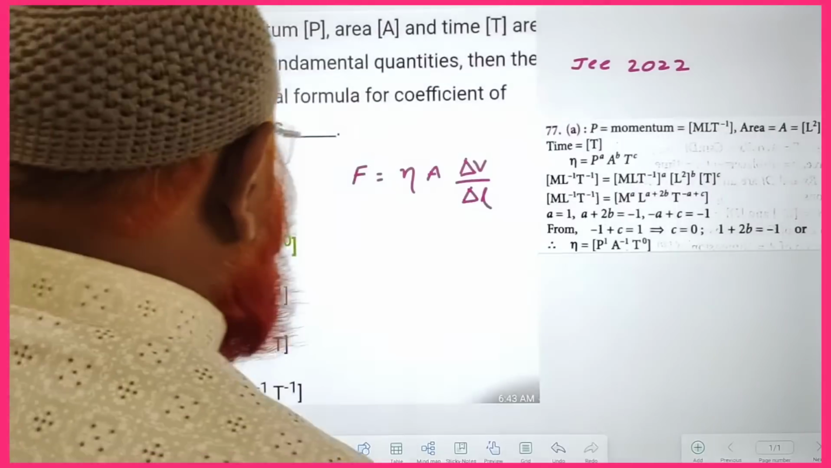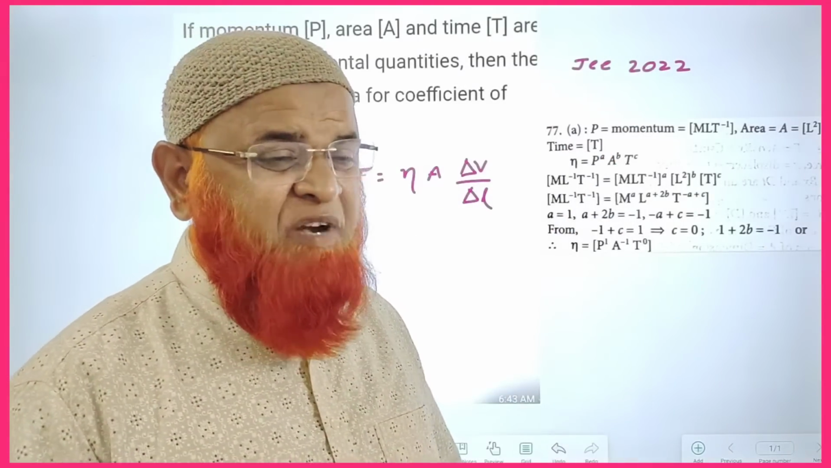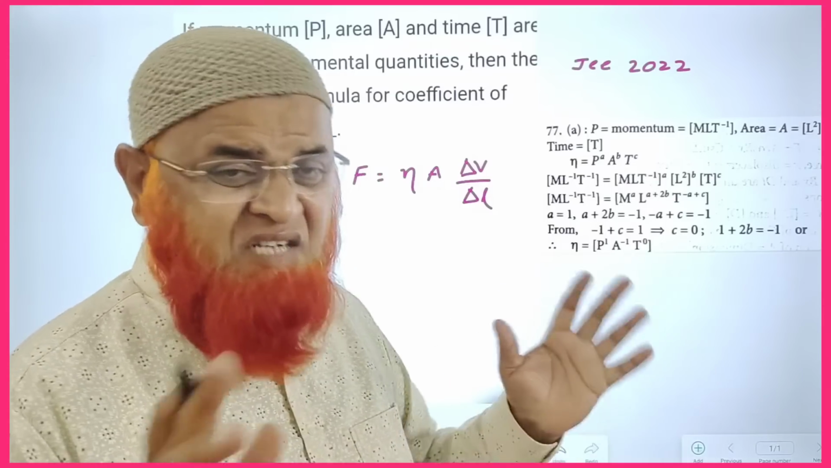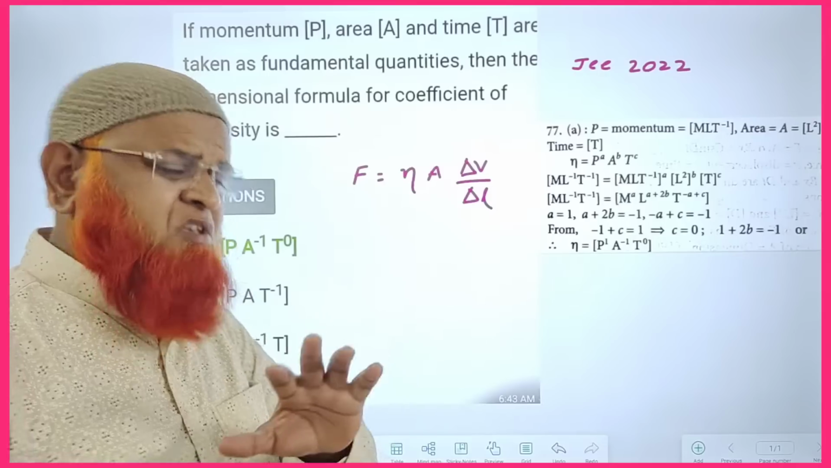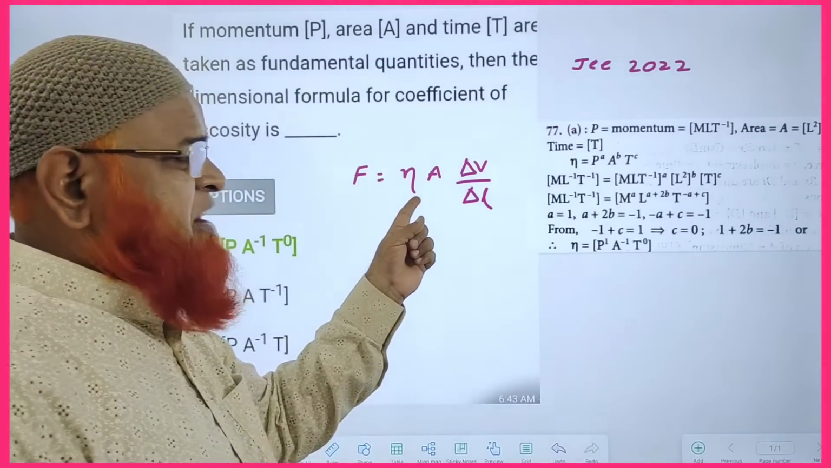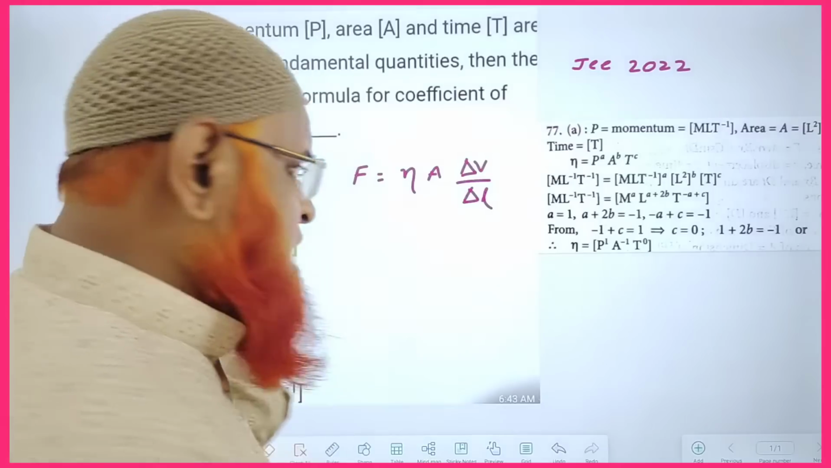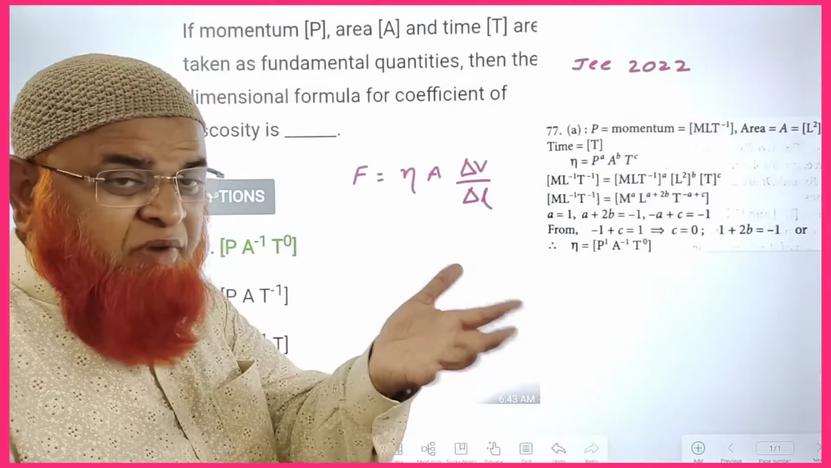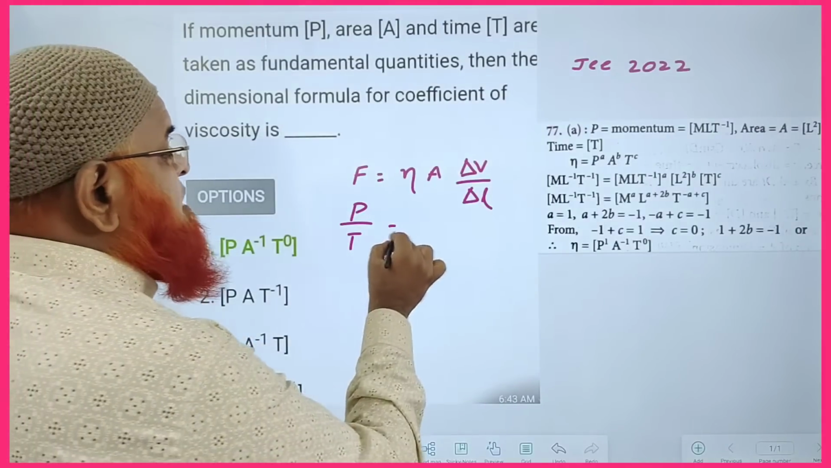Thank you. My dear students, this is a previous year question asked in JEE Mains 2022. You can just see the traditional method, raising the powers of mass, length and time. This is outdated. Let us have a simple and shortcut method. You know the general formula. Force is equal to eta A delta v by delta L. You know about this formula. It's a basic formula. So here, you also know that force is nothing but change in momentum with respect to time. That means force can be written as momentum by time.